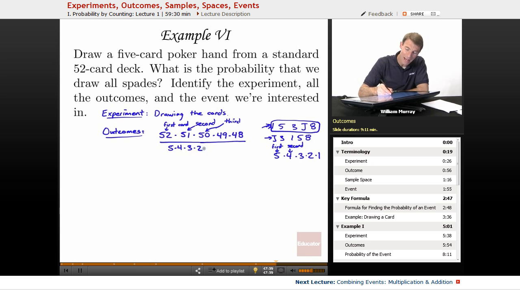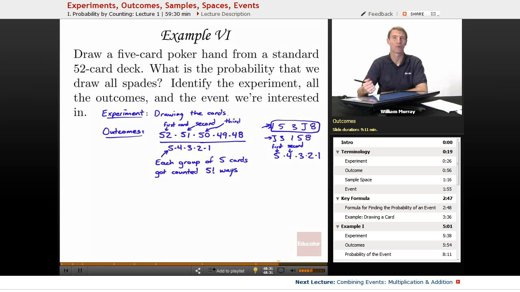So we have to divide that out of our list because each poker hand, each group of 5 cards, got counted. Well, 1 times 2 times 3 times 4 times 5 is 5 factorial ways in our original list. So we have to divide out by 5 factorial in order to get an accurate number of the different possible poker hands. So that's the total number of outcomes.